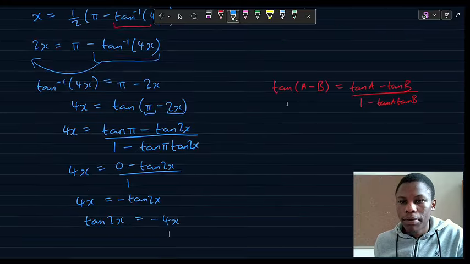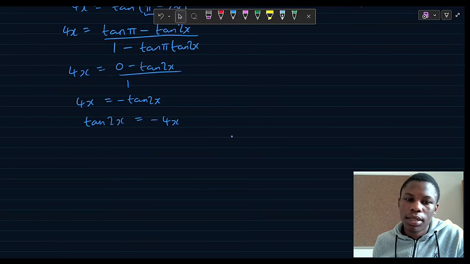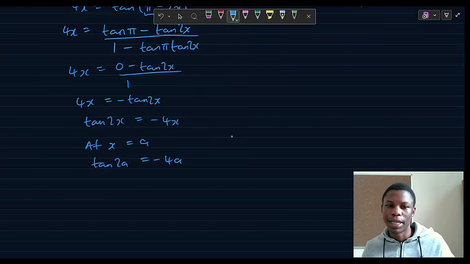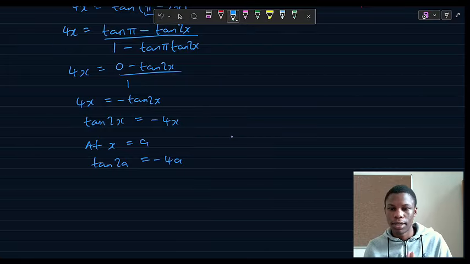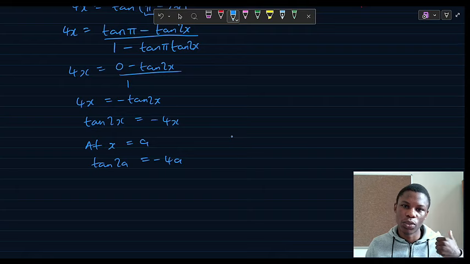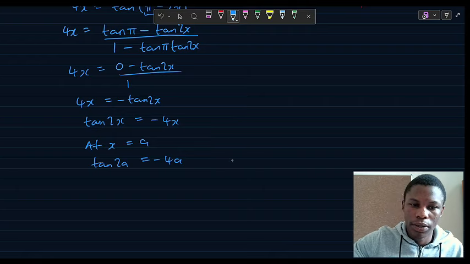And then our equation came from saying that when x is equal to a, then tan 2a has to be negative 4a. So clearly our iterative formula and the equation in part A are just different forms of the same thing. So if I get a root from the iterative formula, that's also going to be a root for the equation in part A. And now part D.